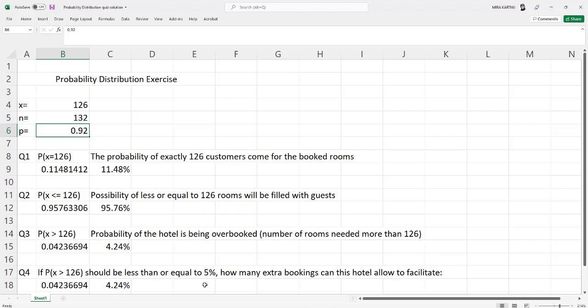I hope that helps with how you solve the probability distribution exercise. And again, if you want to have a look at how this can be solved, I would suggest that you follow through the examples that I have here. I'm very sure once you have done it, you will have a better overview and a better understanding of how this works.